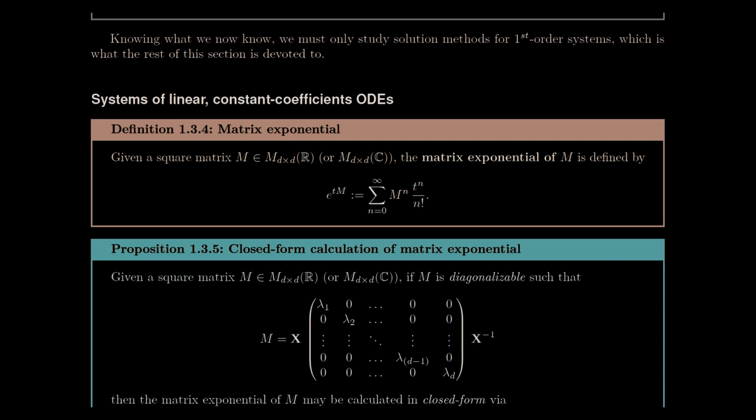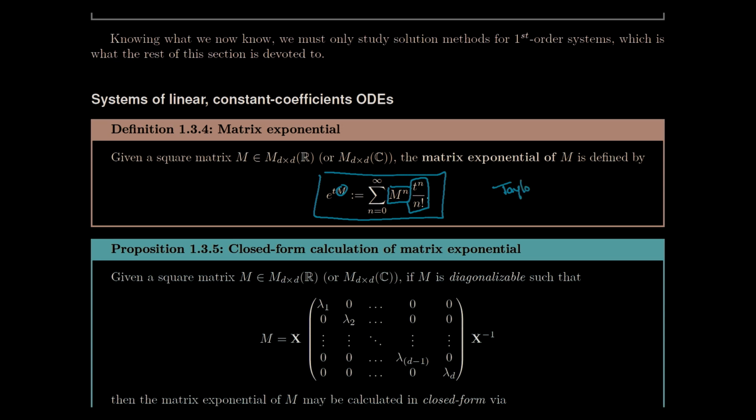So we define a matrix exponential. This is the definition. It's defined e to the tM, where M is a matrix. It's defined as n powers of that matrix, so you're just going to do matrix multiplication on itself n times, and you'll multiply that by t to the nth power divided by n factorial. So this looks exactly like the Taylor series of the exponential.